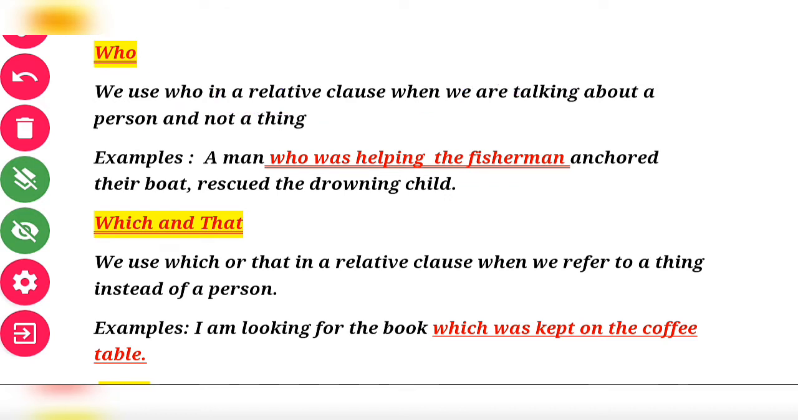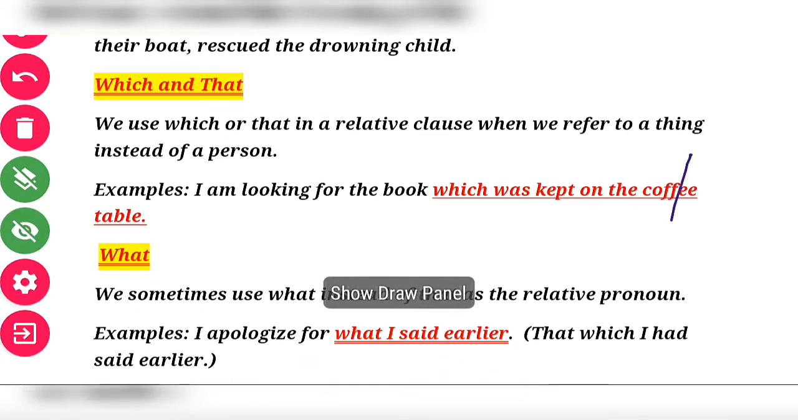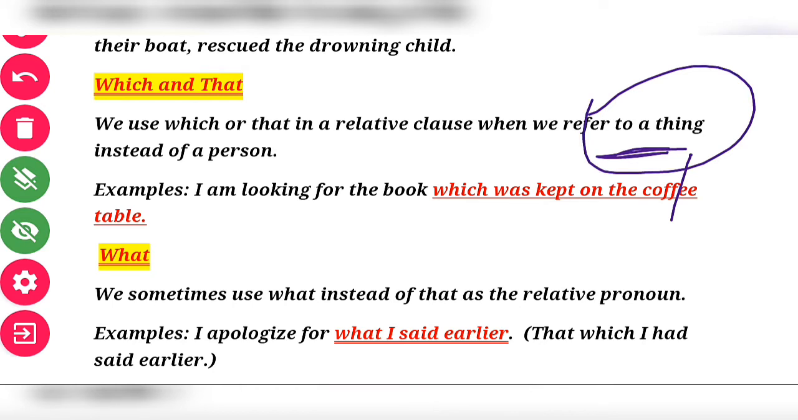A man who was helping the fishermen anchor their boat rescued the drowned child. This is talking about the man, and man is what? A person. That is why who is used. Next are which and that. We use which and that in a relative clause when we refer to a thing instead of a person. So, opposite of who, we use which for a thing. I am looking for the book which was kept on the table, or we can say that was kept on the table. But which is completely suitable for a non-living thing.